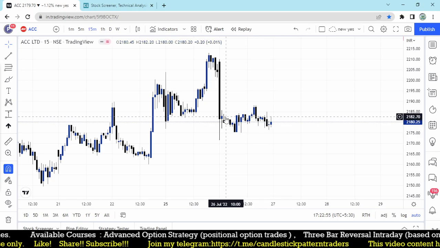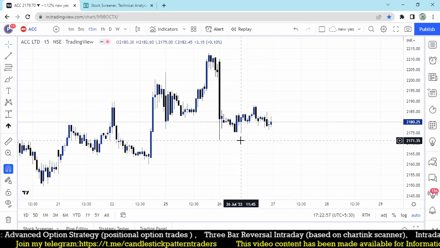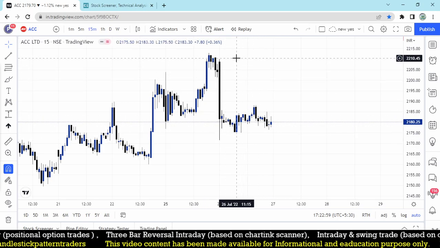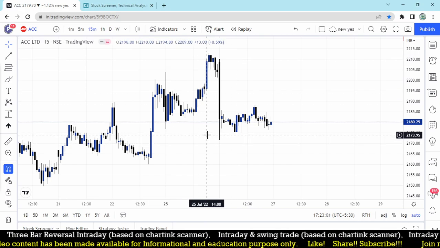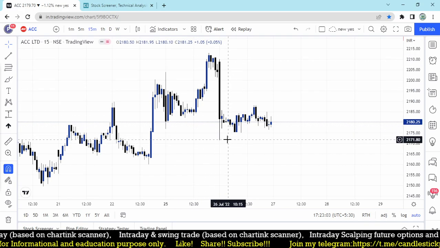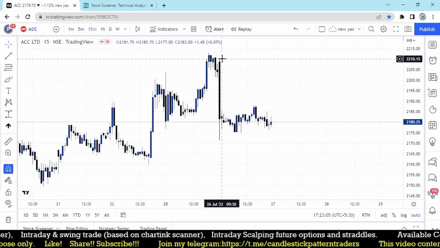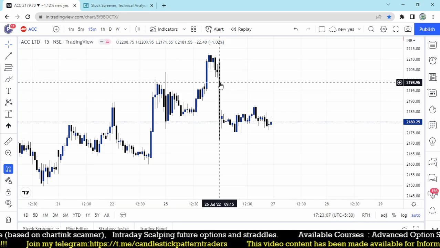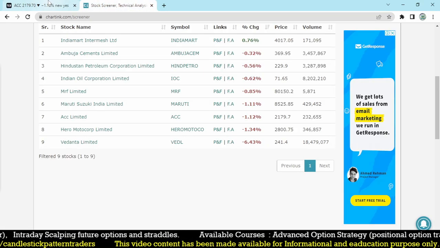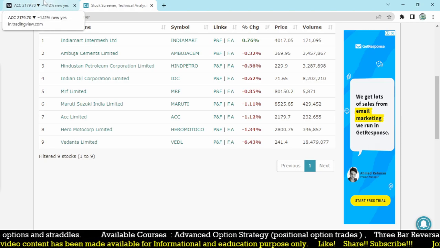there is no movement. It was very flat. If it breaks this low, we can go short. If it breaks this high, we can go for a buy. But it is a big stop loss. If it has broken the entry, we can keep that much of stop loss. I don't want such big stop loss trades, so avoid. And Maruti, IOC, Hindustan Petroleum.